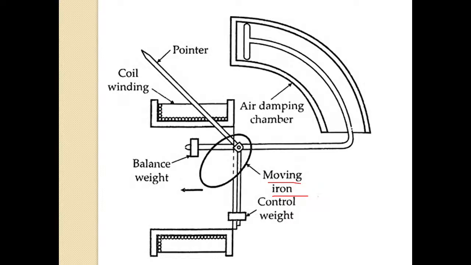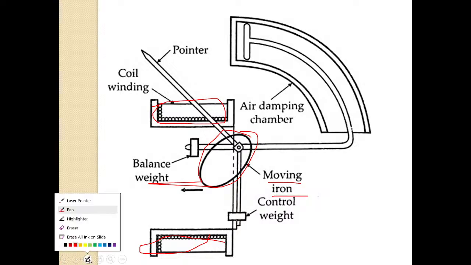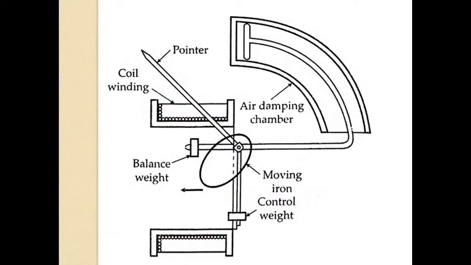If you see here, these are the coils, the coil windings. Here coils are there, here also coils are there. Depending on how much current flows through these coils, this moving iron will move. So the movement of the moving iron will depend on how much current is flowing through the coil.